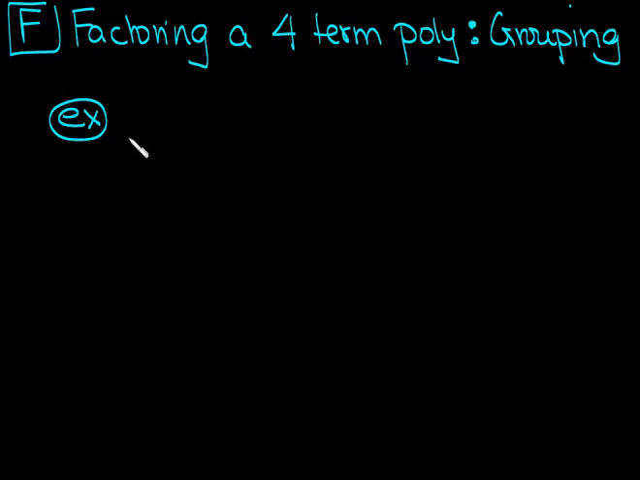The 4-term polynomial is really easy. We want to do it by grouping, and the best way to show you that is by actually just going ahead and doing some problems for you, because it makes it a lot easier for me to just do a couple examples for you. So let's say if I have 3x cubed plus x squared plus 6x plus 2.